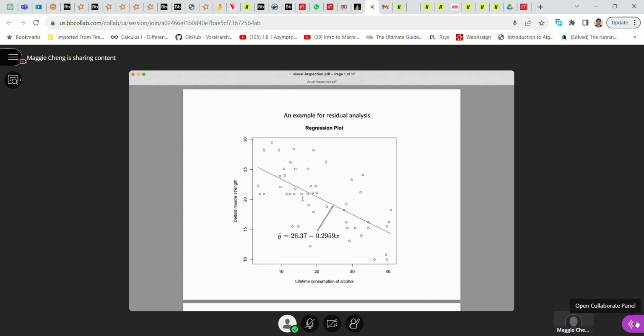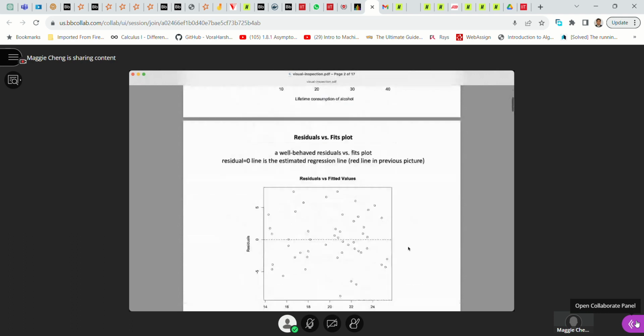This is the fitted data. This is the fitted line, the regression line here. Y hat equals 26, this is the intercept, minus 0.2950x. The slope is negative. When you show y hat versus x, it's called the regression plot.